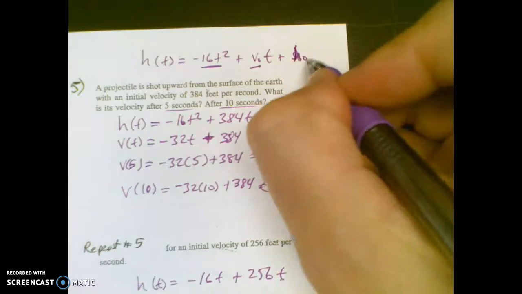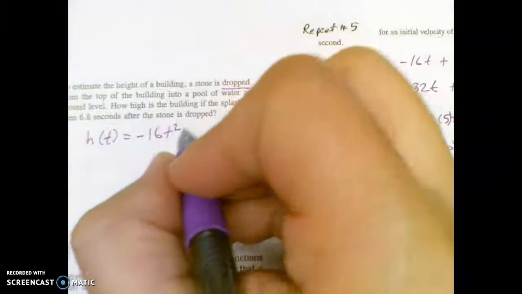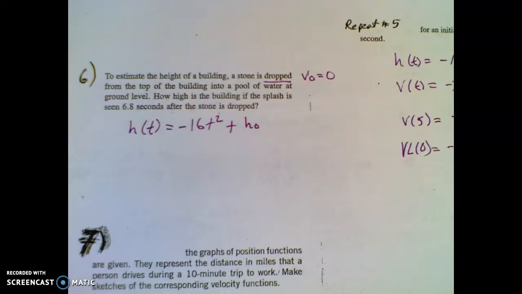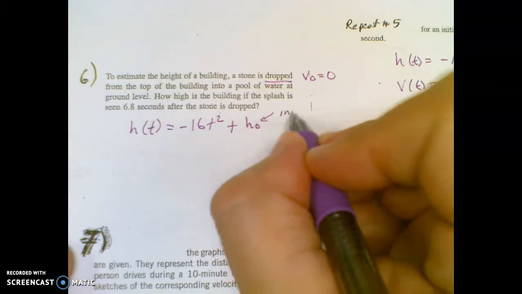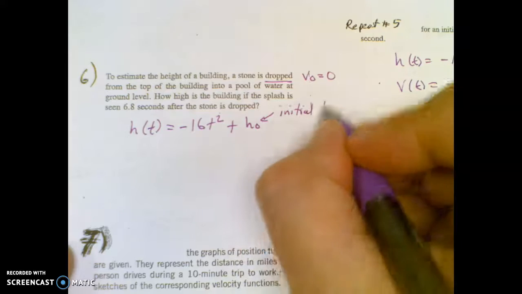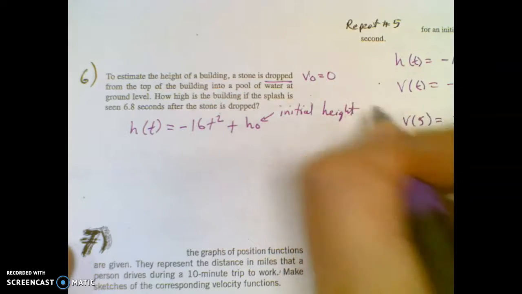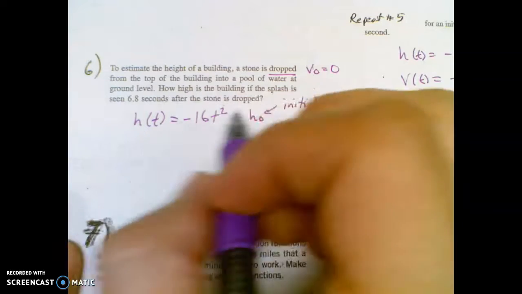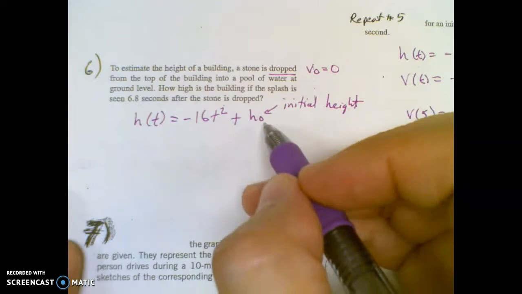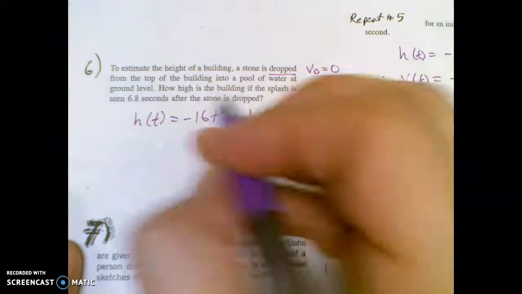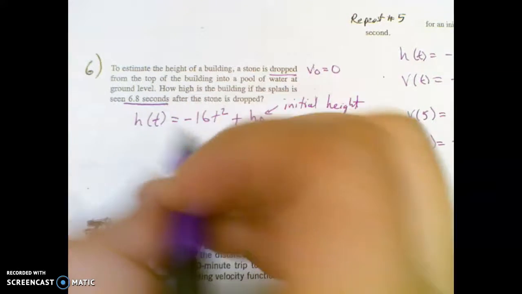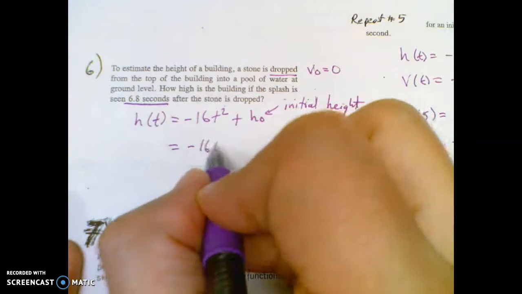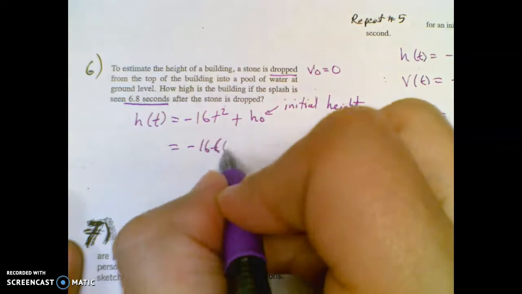The question is, how high is it originally? So I'm going to first write this without knowing. I'm just going to put an h of 0. That's my initial height, right? It's my starting height. So here, I want to know what the starting height is, which means I probably have more info I haven't used here. You're like, wait a second. At 6.8 seconds, so I can type in a 6.8 here. What happens at 6.8 seconds?